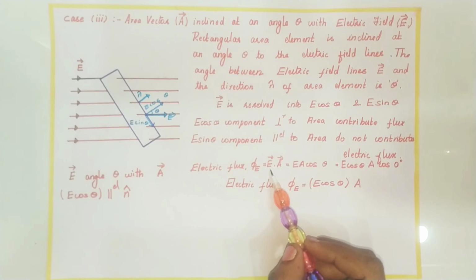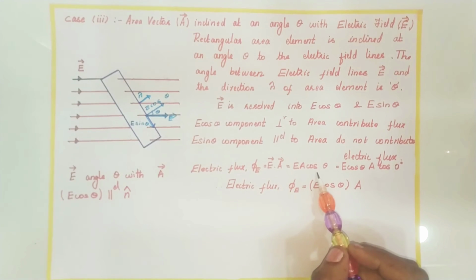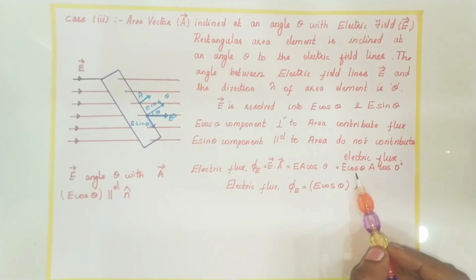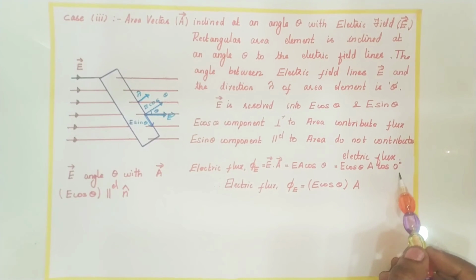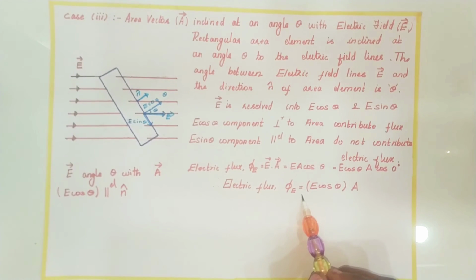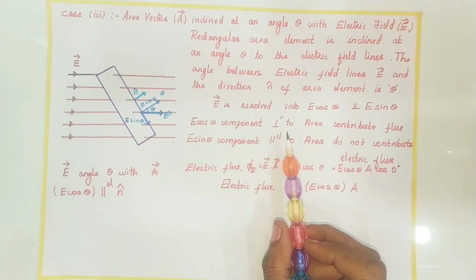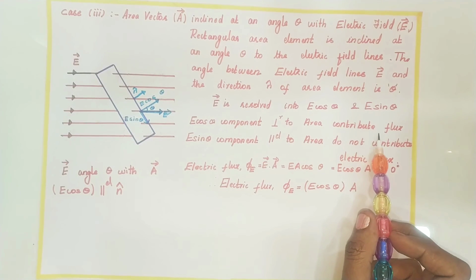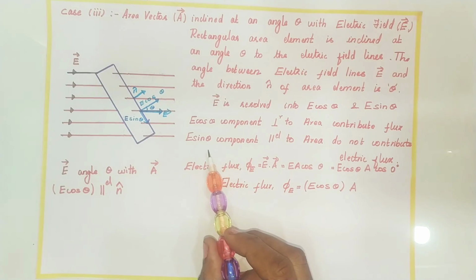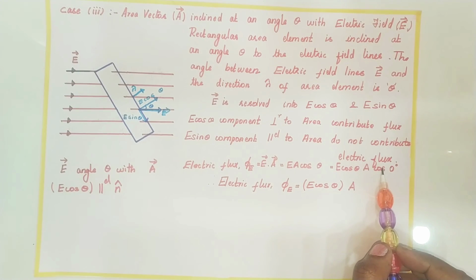Now we take the component E sin theta. What will be the flux? Flux phi E is equal to EA cos theta, and is equal to E sin theta A cos 90 degrees, because here the angle theta is 90 degrees. For cos 90 it takes value 0, so electric flux will be 0. Here what we understand, the component E cos theta, which is perpendicular to the area element, contributes to the flux, and the component E sin theta, which is parallel to the area element, does not contribute to the electric flux.